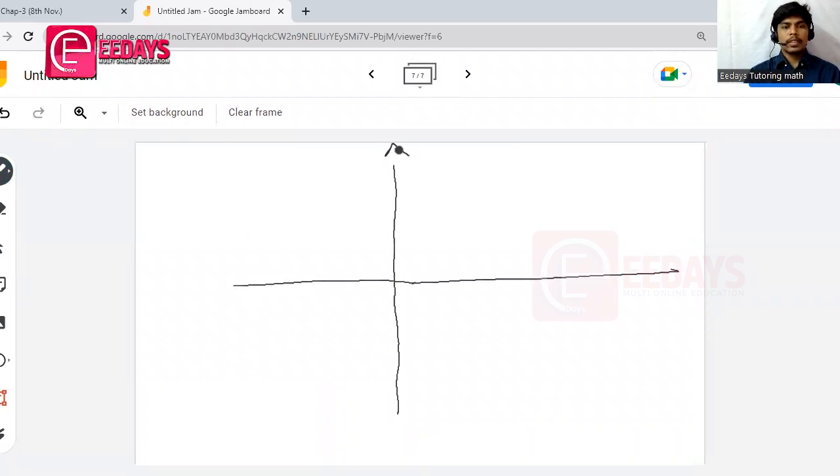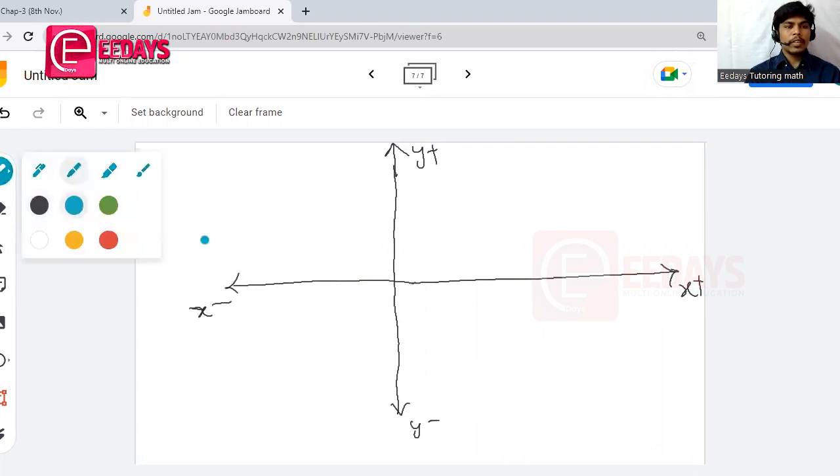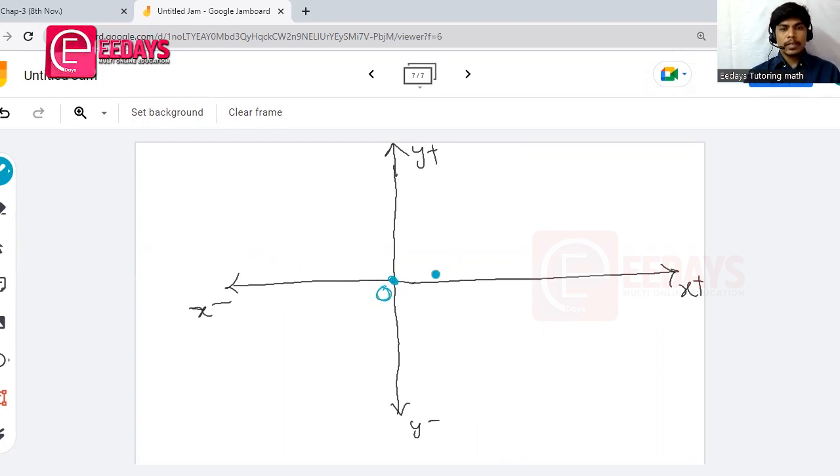So you just take the graph like this. This is positive y and this is negative y. This is positive x, this is negative x. The intersection point, we can take it as the origin.